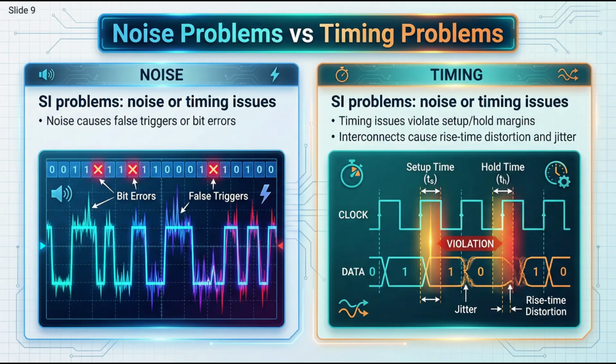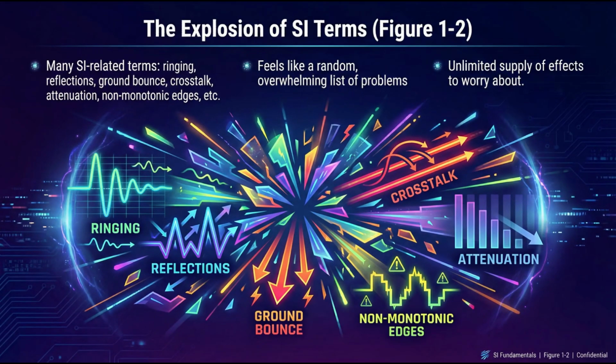Noise problems versus timing problems. In the signal integrity domain, problems generally relate to either noise or timing. Noise can cause false triggering or bit errors, while timing issues can violate setup and hold margins. Although timing budgets themselves aren't covered in detail here, the effects of interconnects on rise time distortion and jitter are covered extensively.